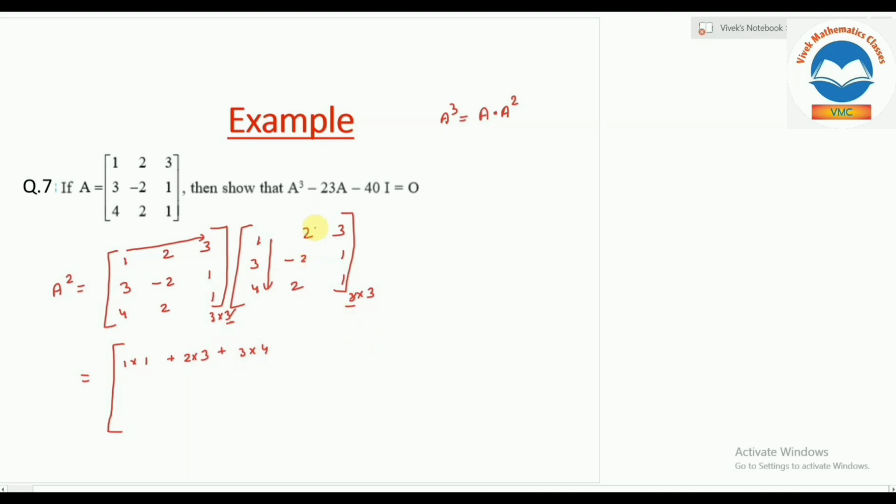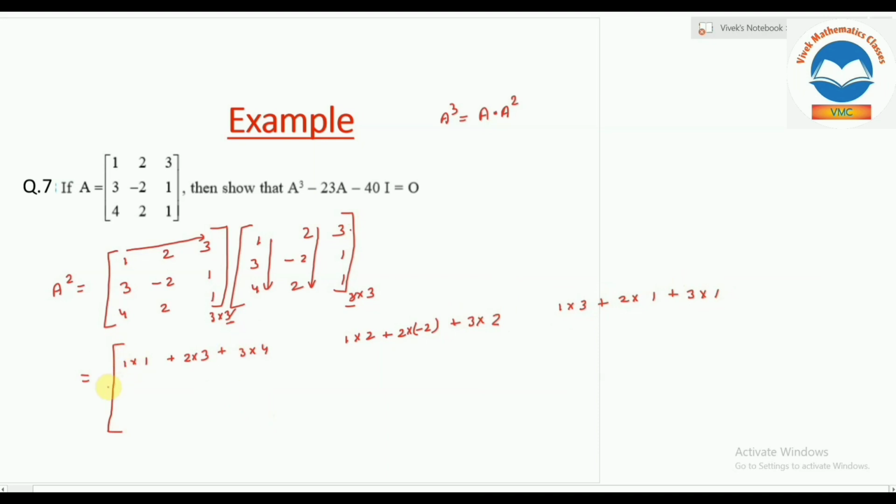Next A12. A12 means what? First row, second column. This second column you have to multiply. So what we are getting here? First row is 1 into 2 plus 2 into minus 2 plus 3 into 2. This we got A12. Next we need A13. It means first row and third column. Third column is the last column. So I will multiply this 1 into 3 plus 2 into 1 plus 3 into 1. Okay. So this we got first row of this answer.